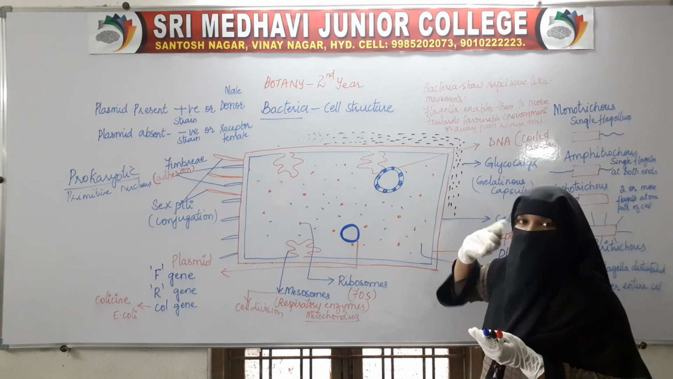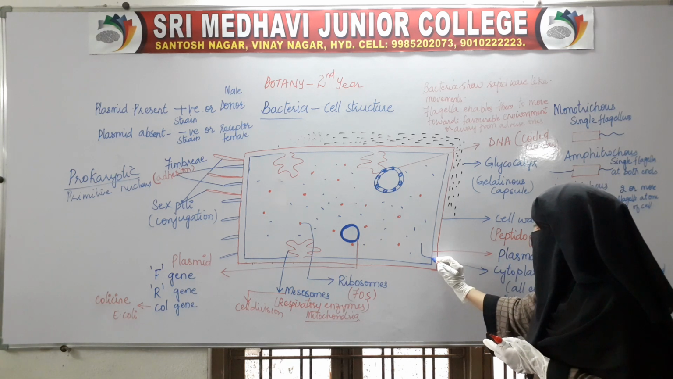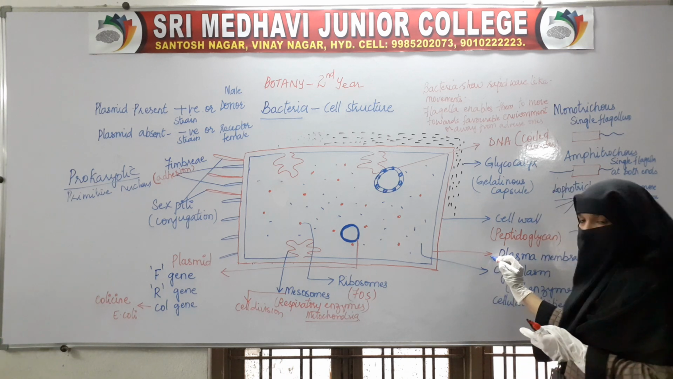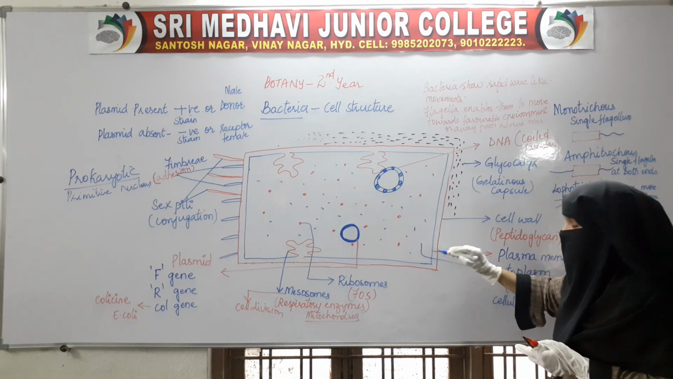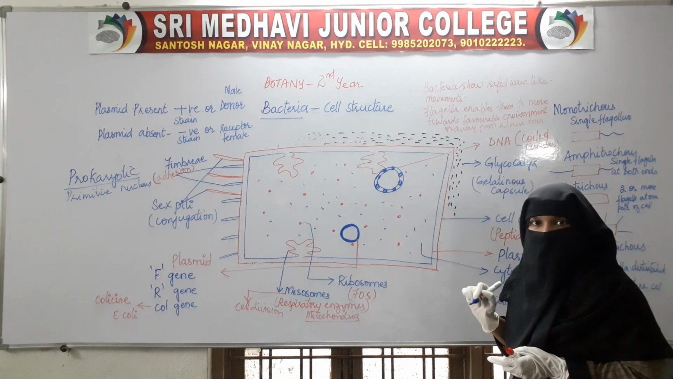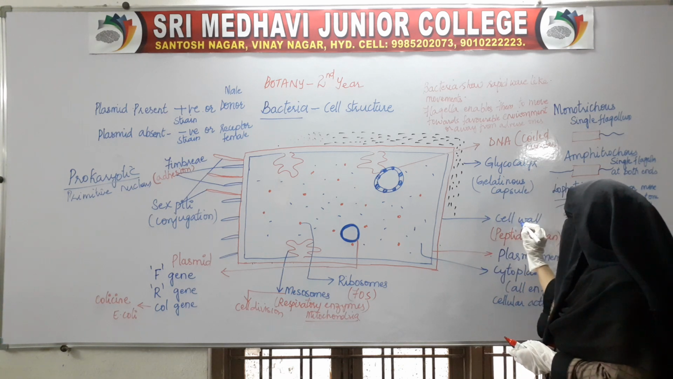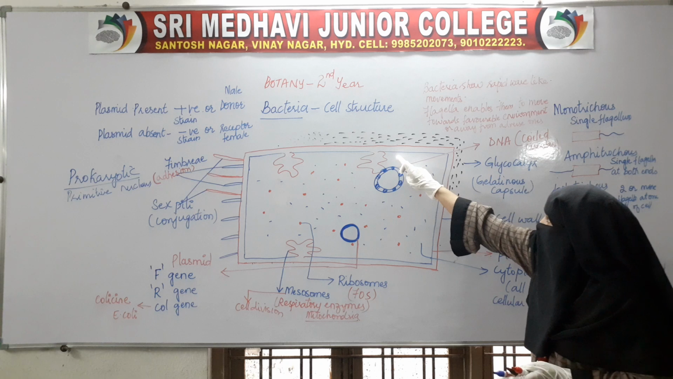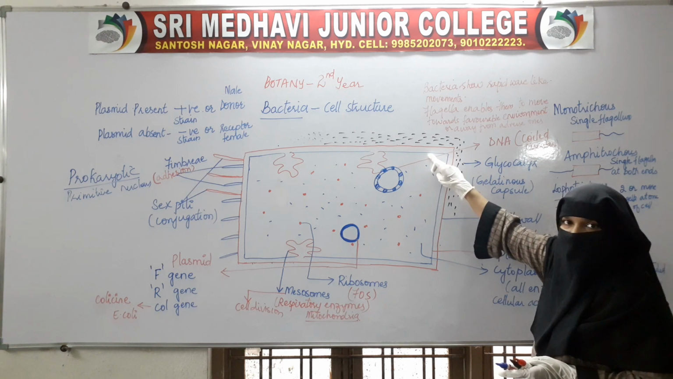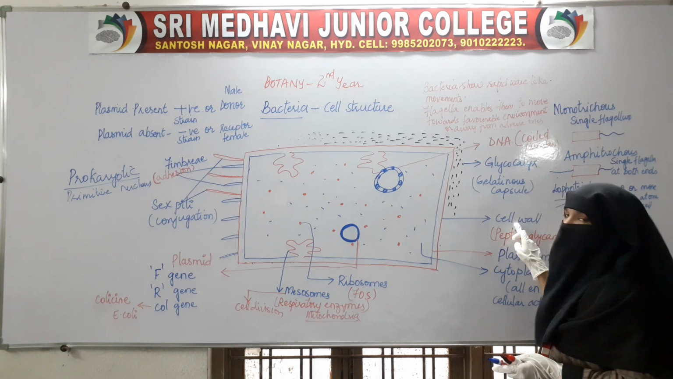Each prokaryotic cell consists of a plasma membrane, this blue one, this is the plasma membrane. The first layer is the plasma membrane, and outside of this plasma membrane one more layer is present, that is called the cell wall. Surrounding this plasma membrane we have another layer, called the cell wall.